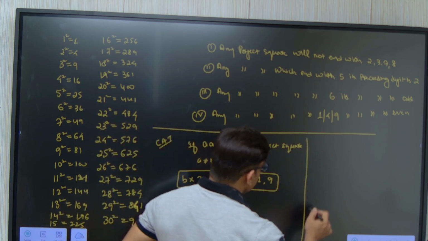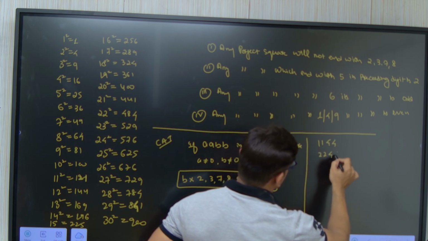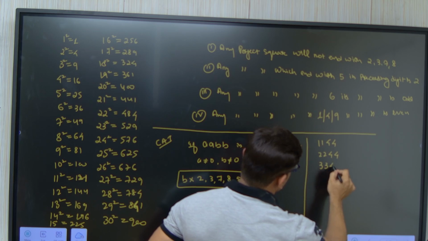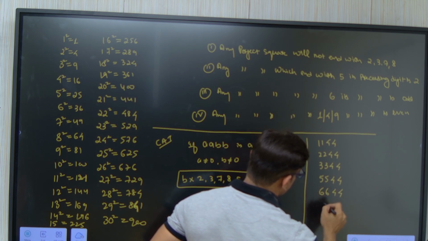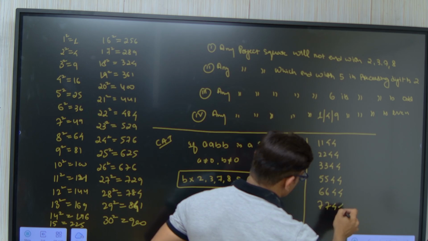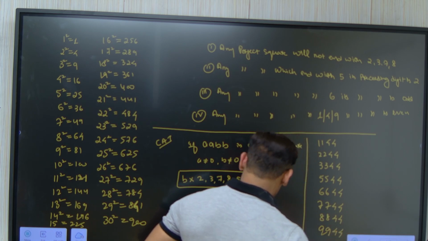So the answer can be 1144 or 2244 or 3344 or 5544, 6644, 7744, 8844, 9944, right?